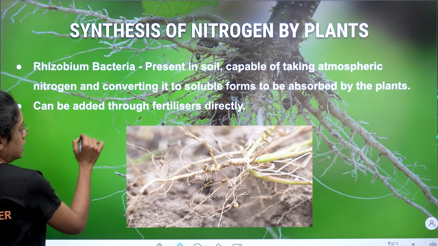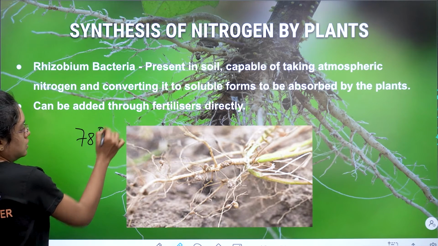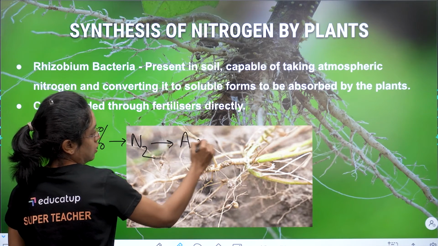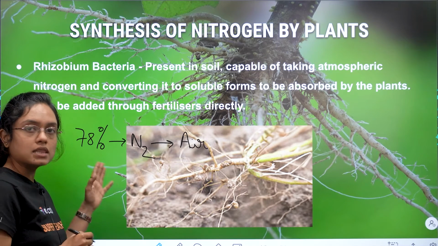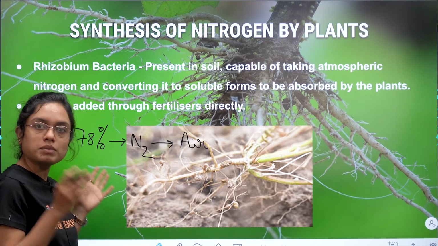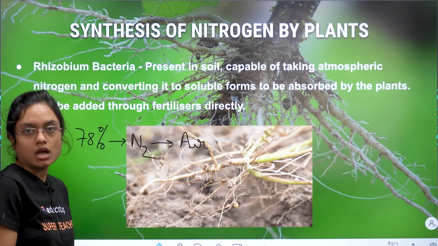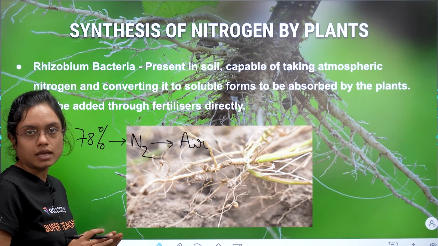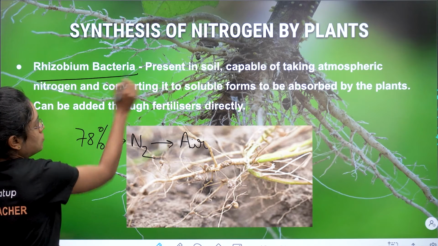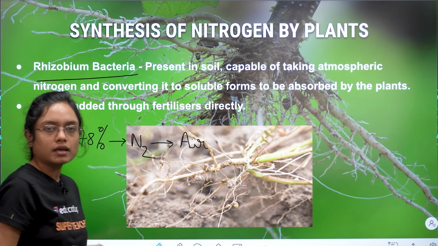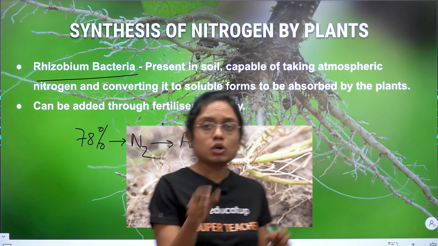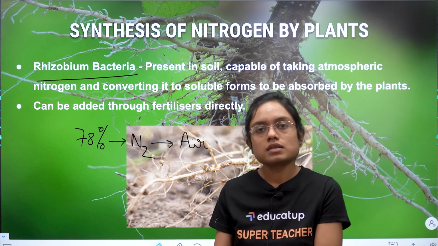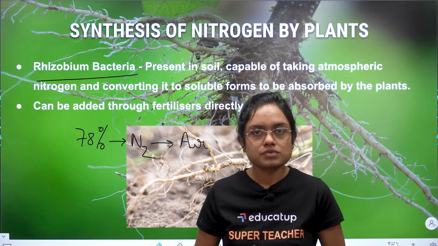You know that in air 78% nitrogen is present, but plants cannot use this nitrogen directly. Air में भले ही 78% nitrogen gas है, plants के लिए useless है because they cannot use atmospheric nitrogen like that. So this rhizobium bacteria is very helpful. ये क्या करता है? ये उस एटमॉस्फेरिक नाइट्रोजन को एक ऐसे फॉर्म में कन्वर्ट कर देता है जो प्लांट्स डायरेक्टली एब्जॉर्ब कर पाते हैं. ठीक है?